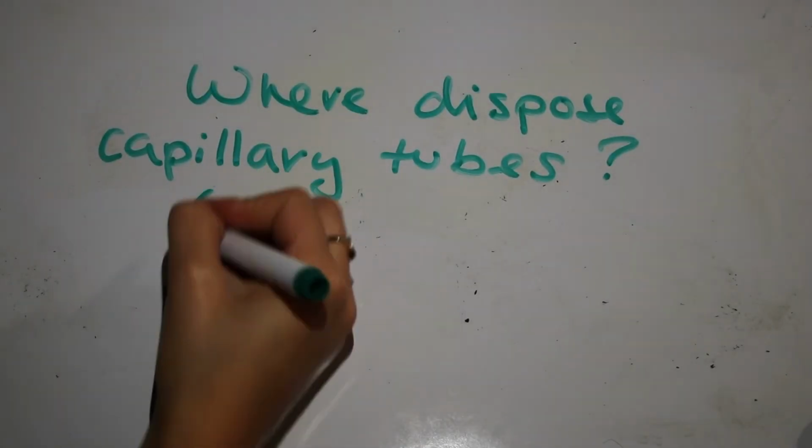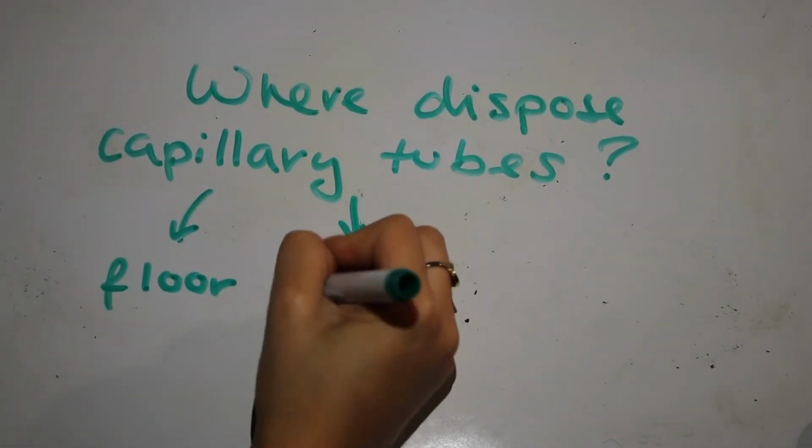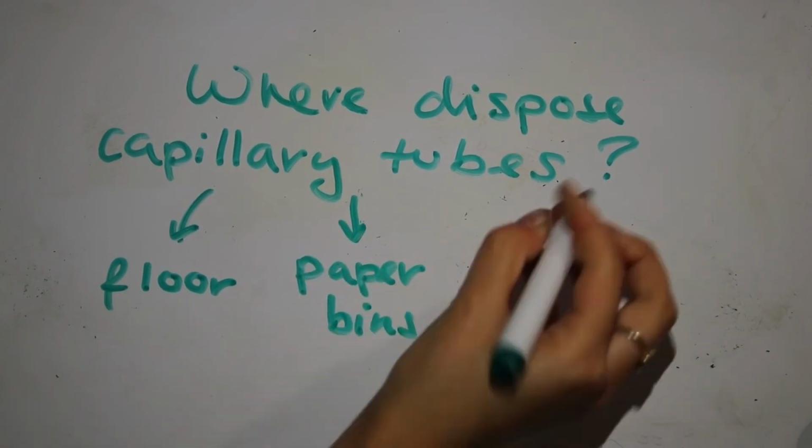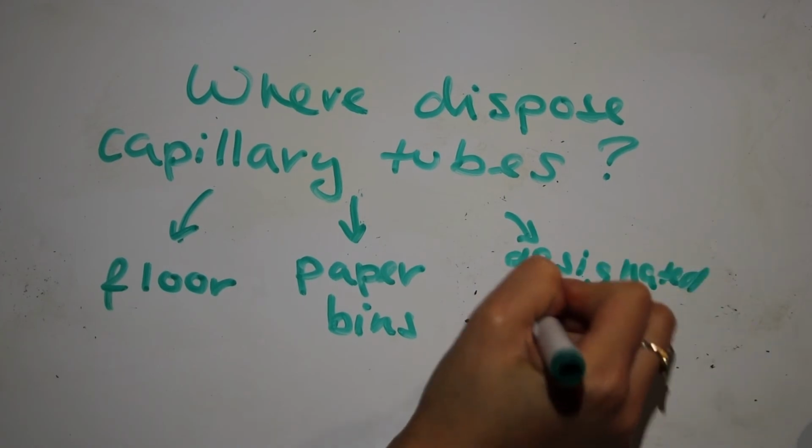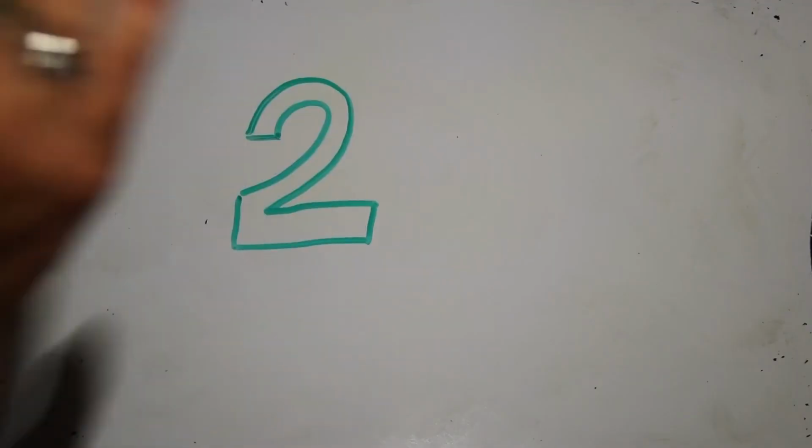Where should you dispose of capillary tubes that have been used? Is it the floor? Is it in paper bins? Or is it in designated glass beakers?